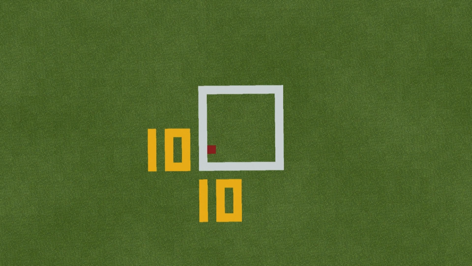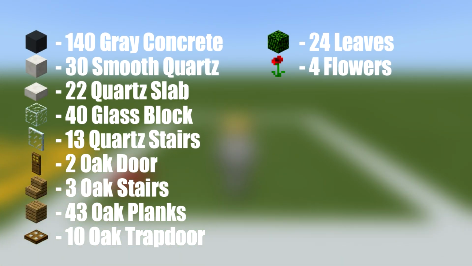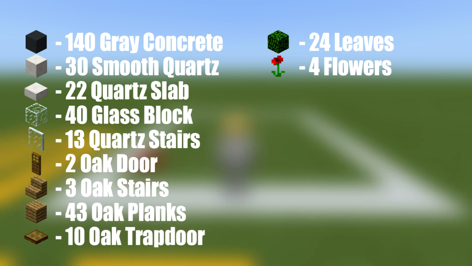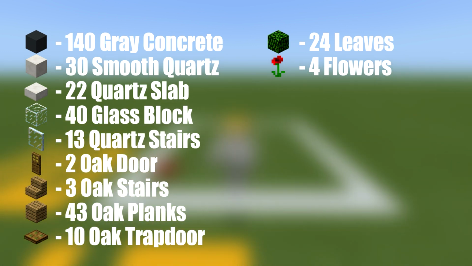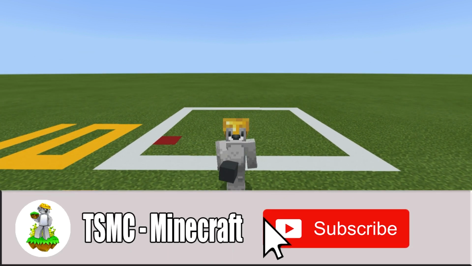The amount of space required to make your house is a 10 by 10 block area, as represented by the white concrete grid on the ground, which you are more than welcome to make if you feel as though it will help you out. Here are all of the materials that we are going to be using to make the build. Please make sure that you have access to all those materials and enough of them as well. And now that we have all of our stuff, we can get started.